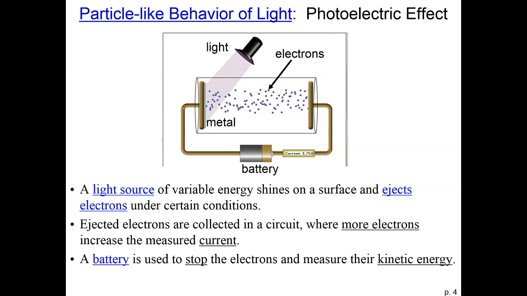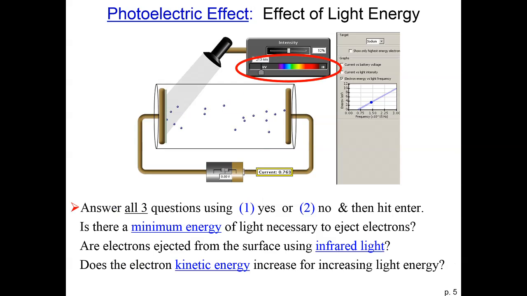On the other hand, the intensity, so how bright or how intense the light is, does not affect whether the electrons are emitted or not. If you make the light brighter, more electrons will be emitted if you are above the energy threshold, but the kinetic energy of the ejected electrons will remain the same.